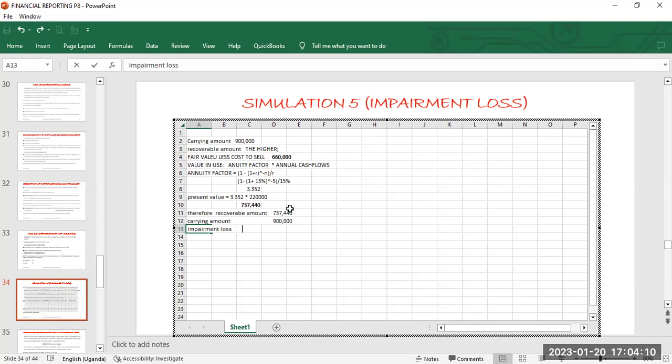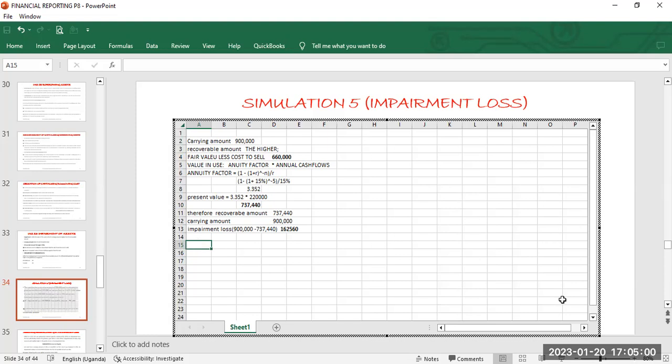And the loss is going to be the difference between 900,000 less the 737,440. This will give us a difference of 162,560. And this is going to be our impairment loss. That's the figure for the impairment loss we actually got.